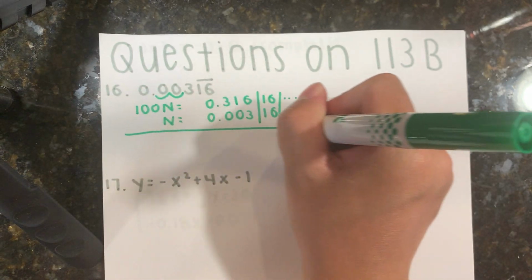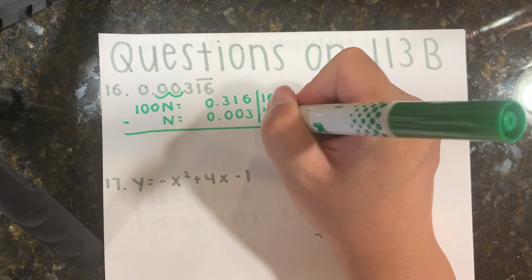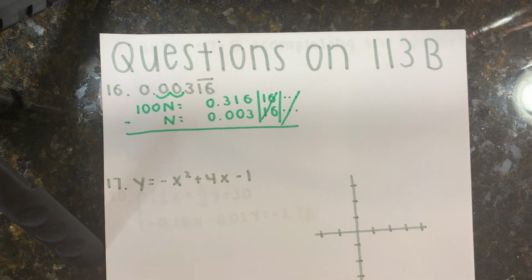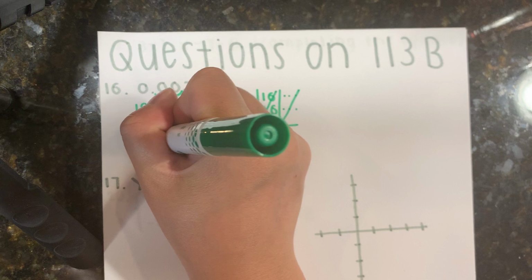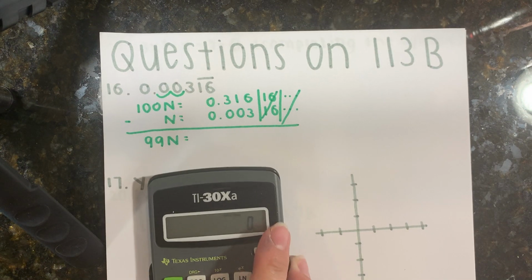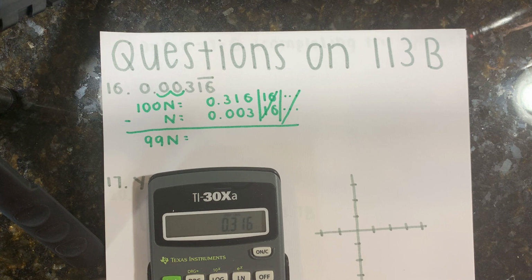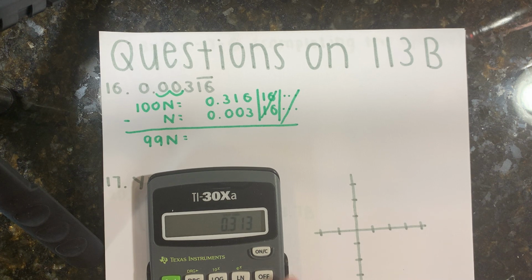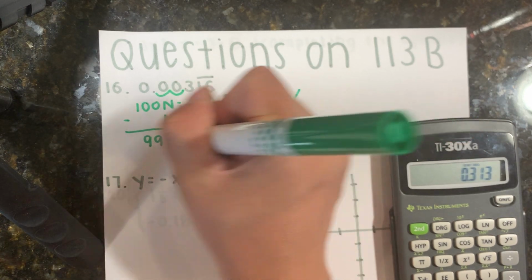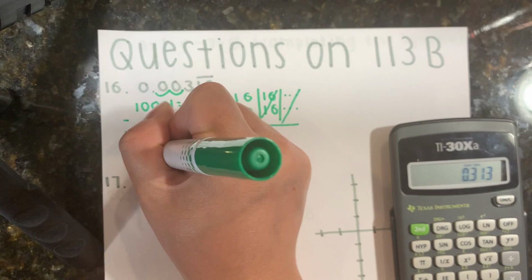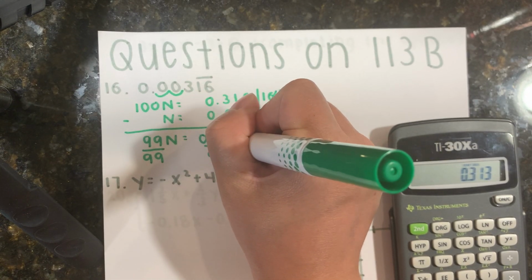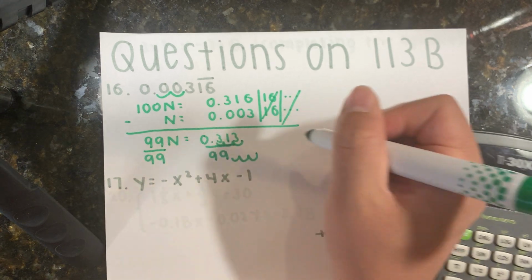Now I'm going to subtract the two numbers from each other, meaning that the 1, 6 and the repeating decimal will just cancel out. On the left-hand side, I would be left with 99n. And on the right-hand side, I would have 0.316 minus 0.003, leaving me with 0.313. I'm going to divide both sides by 99, but when I do that, I do need to move the decimal point over 1, 2, 3 spaces to make it a whole number.